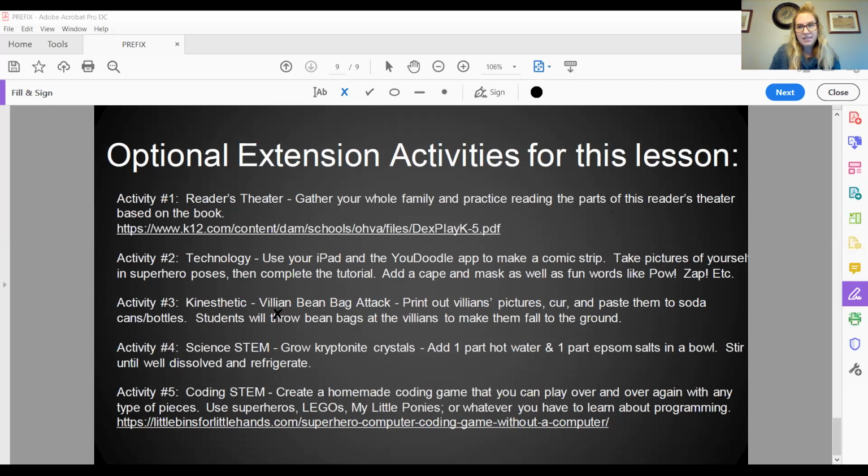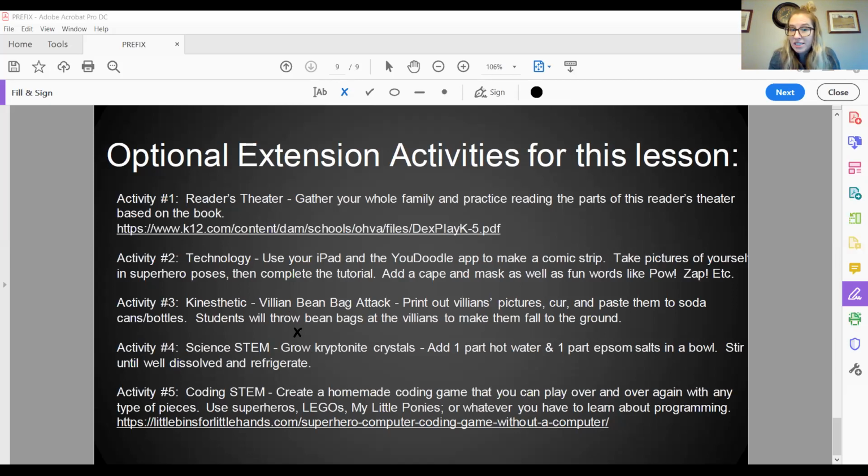Oh, kinesthetics. This means getting up and getting moving. Villain beanbag attack. Print out villain pictures, cut and paste them to soda cans and bottles. And I have some great artists in my room, so you could actually draw them. Oh, they would be better than any picture you could print off the internet. And then you take the bean bags and you try to knock them down. That one seems like a lot of fun.